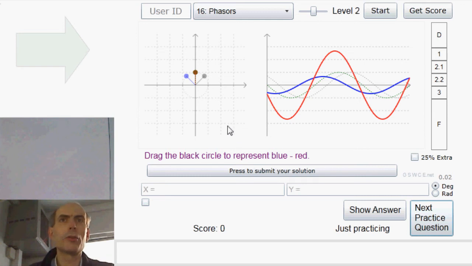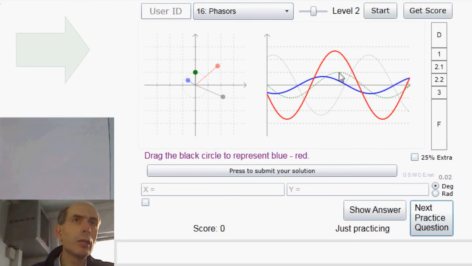Here we've got to drag the black circle to represent blue minus red. Right. Well, blue minus red. If we look at the blue, it's leading the green, therefore anti-clockwise from the green by about, its maximum is there. I'd say that was around about 60 degrees or so. And its amplitude is around 3/4 or 2/3 of the green, somewhere around there, I think.